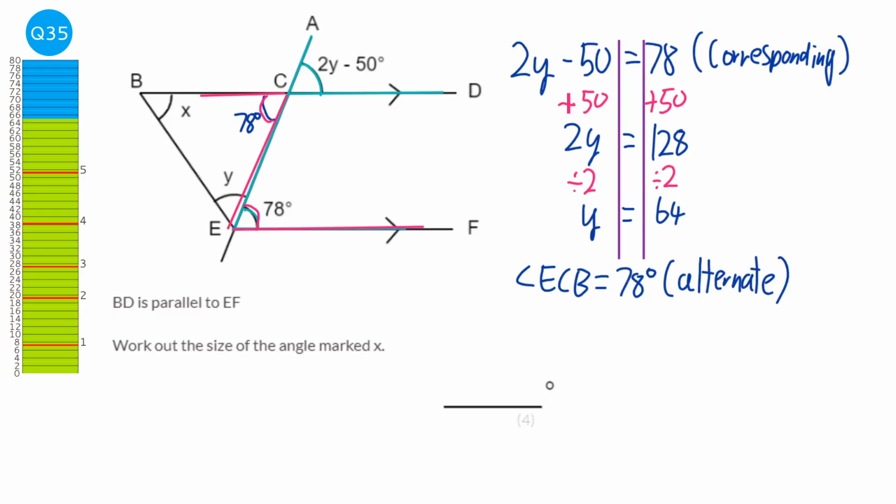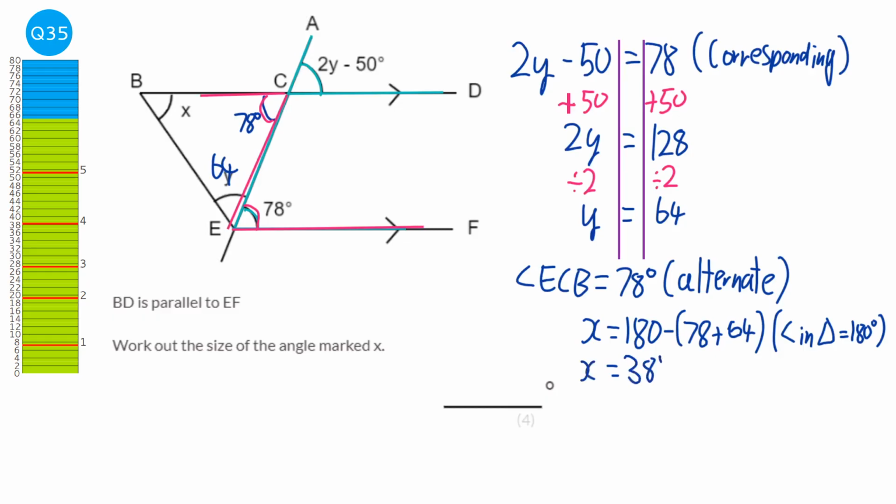angles. And then finally, if we know this is 78 and we know that this is 64, because we know what y is, then we can work out what x is. So x equals 180, angles in a triangle, take away the 78 we know and the 64 we know. And the reason for that is angles in a triangle add up to 180 degrees. And just make sure you write down all the reasons as you go. And when we take away the 78 and the 64 from 180, you get 38. So x is therefore 38 degrees.